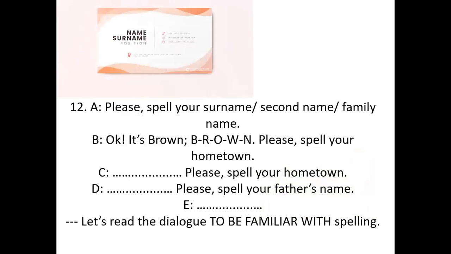12. Please spell your name. This is important. Please spell your second name, your family name. It's Brown, B-R-O-W-N. Please spell your hometown. Konya, for example. My hometown is Konya. K-O-N-Y-A.